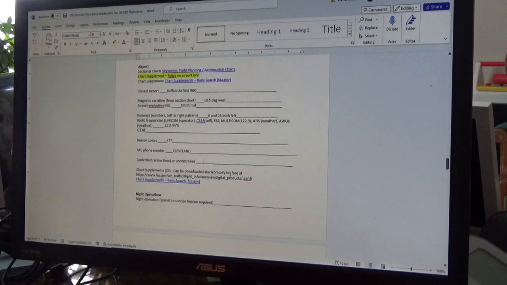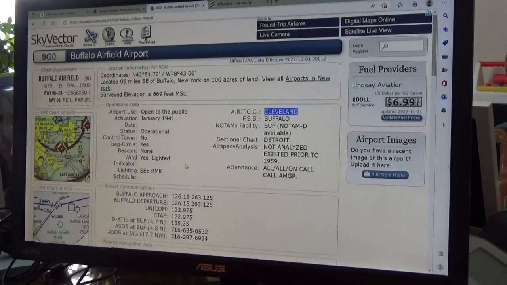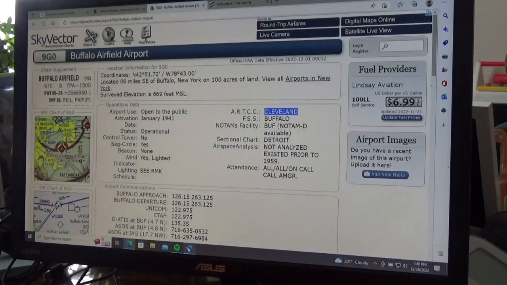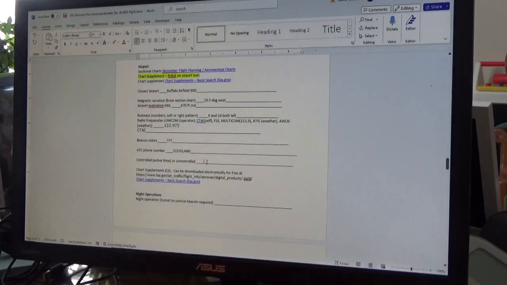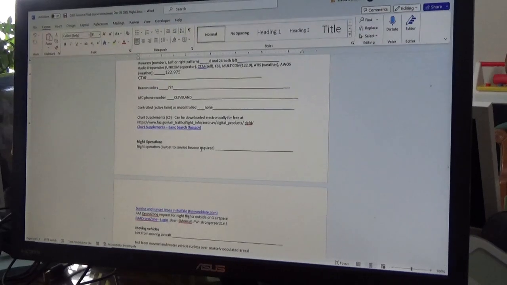Controlled, so we have to see if this airport has a tower. I believe control tower, none, so it is not controlled at any time. None. All right, making progress. I'm going to pause here. And again.